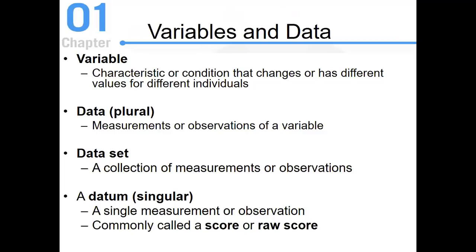What color is your car? What color is your bicycle? These are all variables. The word data is plural. It refers to multiple measurements or observations. So typically when we have a data set, we're talking about a compilation of measurements on different variables. Okay, a data set is a collection of all of those measurements. And the word datum is singular. So if I just asked one student how old they are, that student's age is a datum. Okay, typically we call that a raw score.